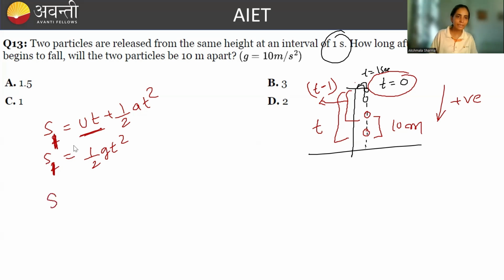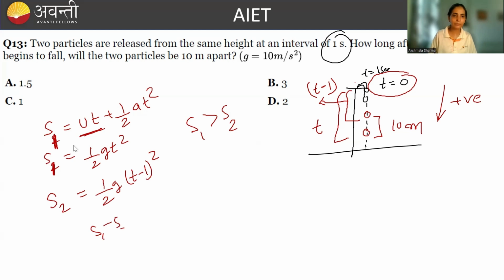Now, if I write the same displacement for the second particle, I will be writing half g times t minus 1 whole square. Definitely S1 is greater than S2 because the first is traveling for a longer time. And this difference, S1 minus S2, is equal to 10 meter. Now, let's take the difference. So S1 minus S2 is half g into t square minus t minus 1 whole square. Let's expand that: t square plus 1 minus 2t.